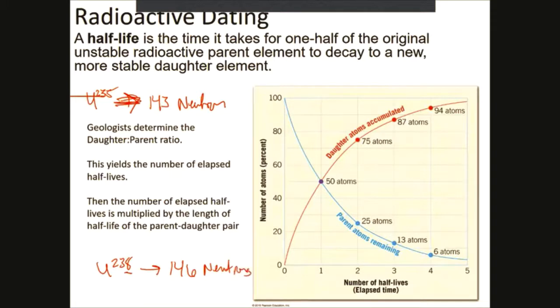So which one do you think is more unstable, more radioactive, U-235 or U-238? You said U-235 because it has less neutrons, which act as a nuclear glue. You're correct. So U-235 is more unstable than U-238.